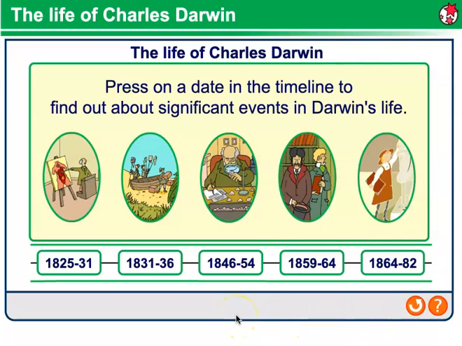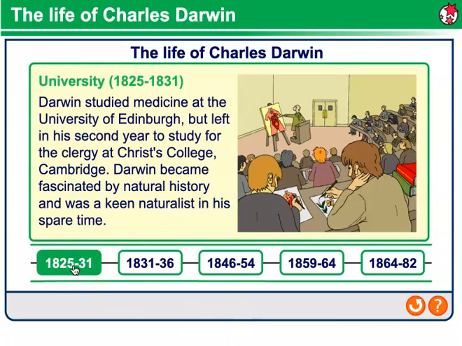Looking at Charles Darwin's life. From 1825 to 1831, he studied medicine at the University of Edinburgh. He left in his second year of study for the clergy at Christ's College, which was in Cambridge. He became fascinated by natural history. He was a very keen naturalist, and he enjoyed studying naturalism in his spare time.